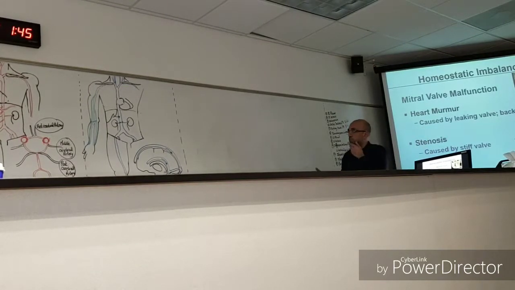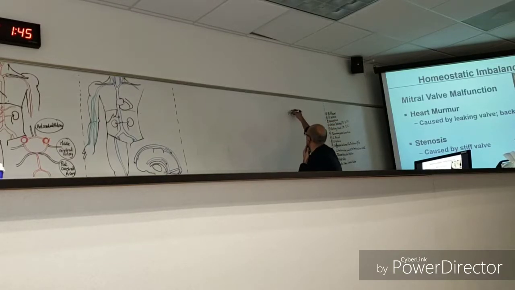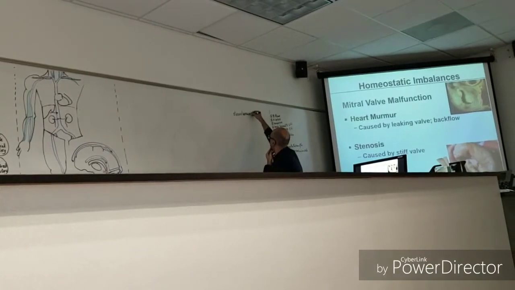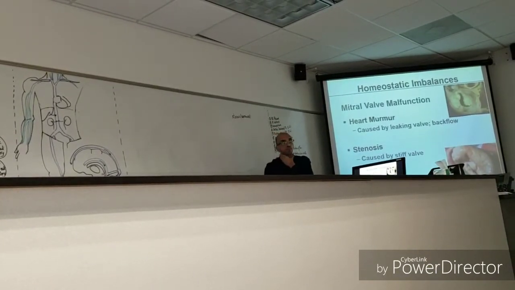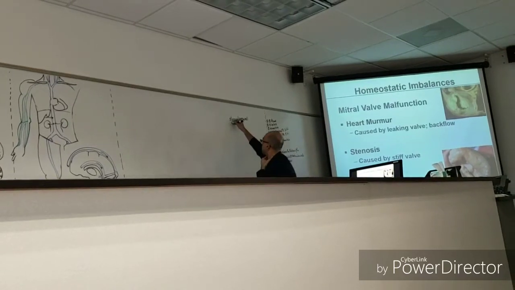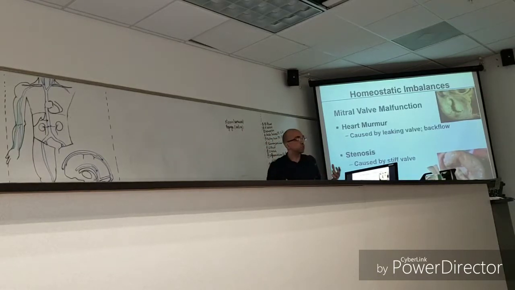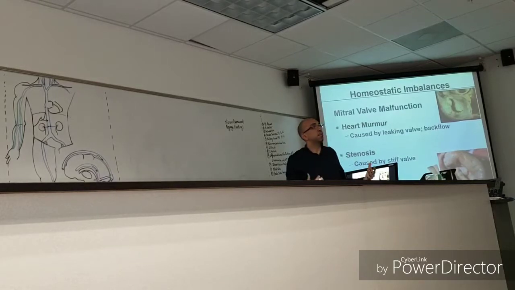I have two kinds of defects that might take place in my valves. I have either stenosis, and stenosis here I have narrowed valves, and I have regurgitation, and those are leaking valves. So again, what are the two kinds of defects that might take place in my valves? Either stenosis or regurgitation.